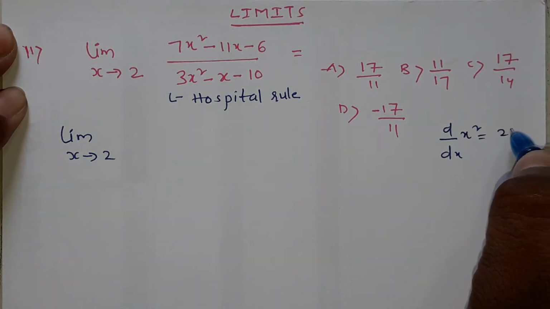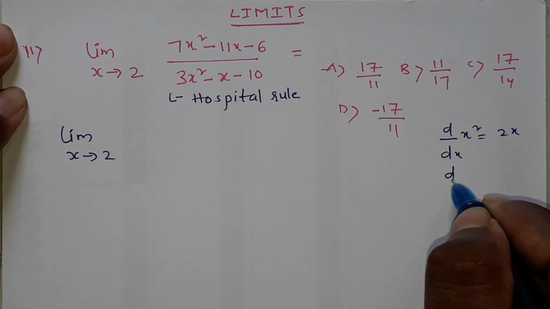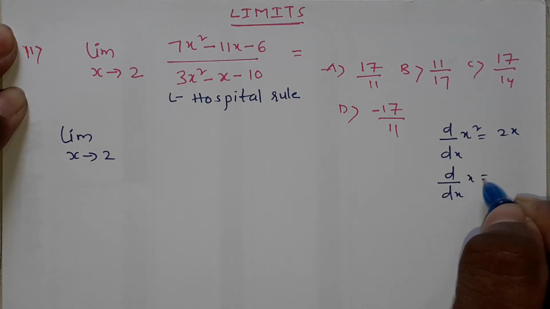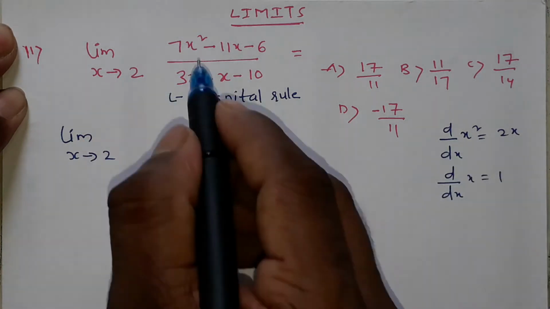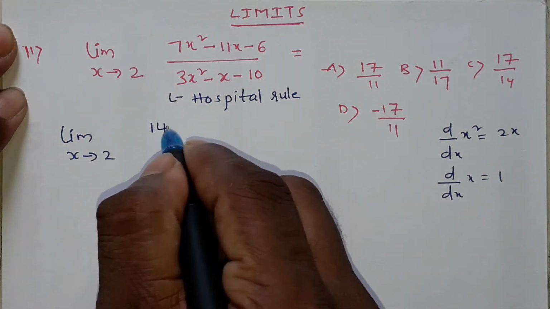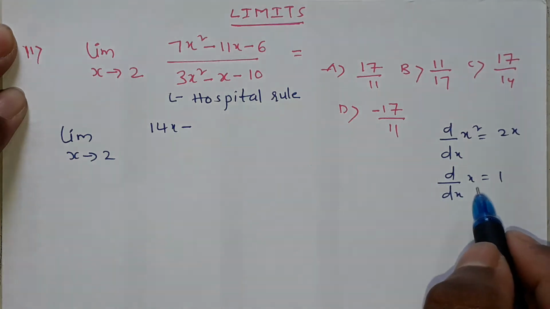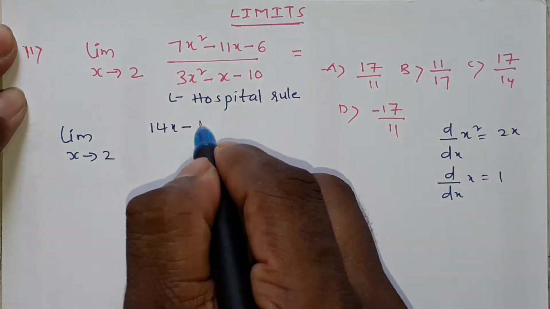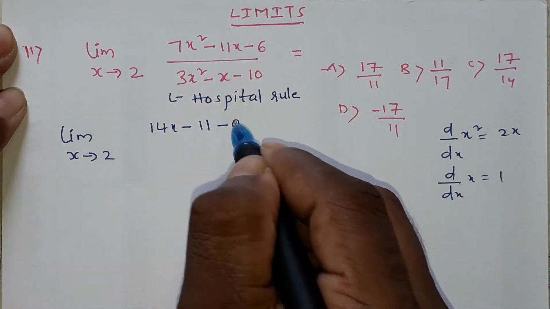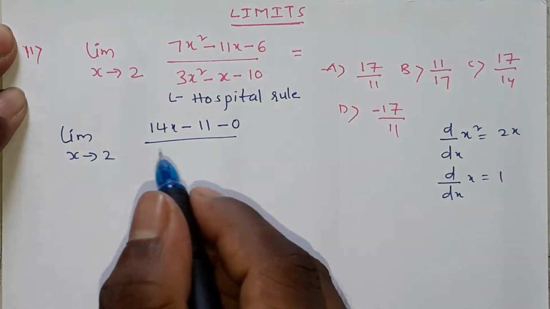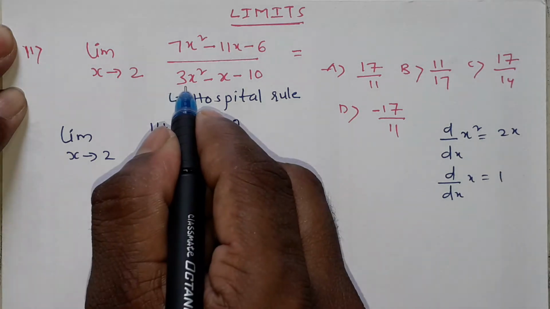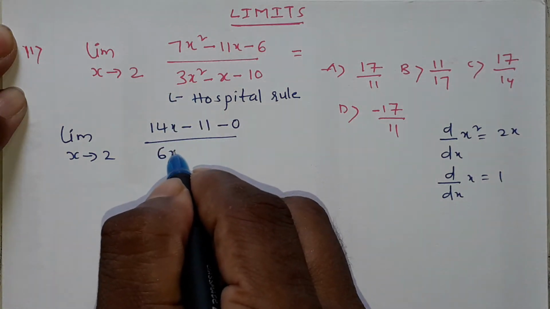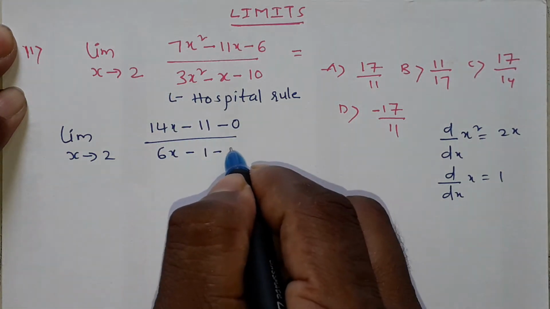Limit extends to 2, d by dx of x square, derivative of x square is 2x, derivative of x is 1, derivative of constant is 0. So derivative of 7x² is 14x, minus derivative of 11x is 11 into 1, 11, minus 0, because derivative of a constant is 0. Derivative of 3x² is 2x into 3, 6x, minus 1, minus 0.